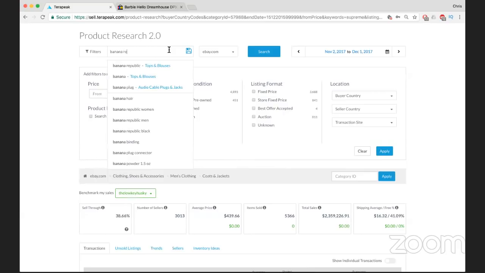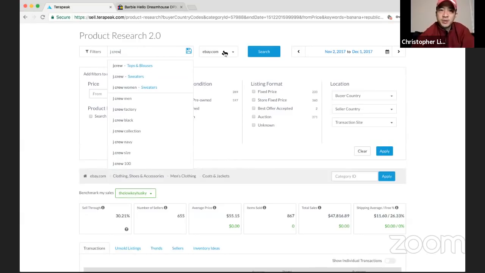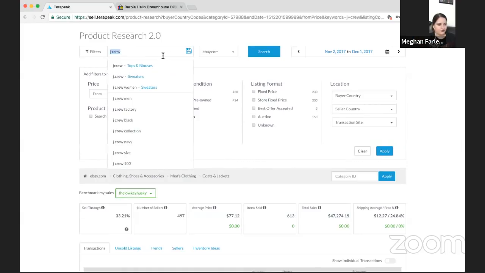Let me just look at Banana Republic because that's something that people find. 47,000. Let's look at J.Crew. 47,000. Wow, that's not a lot. Not a lot at all. Well, no wonder.